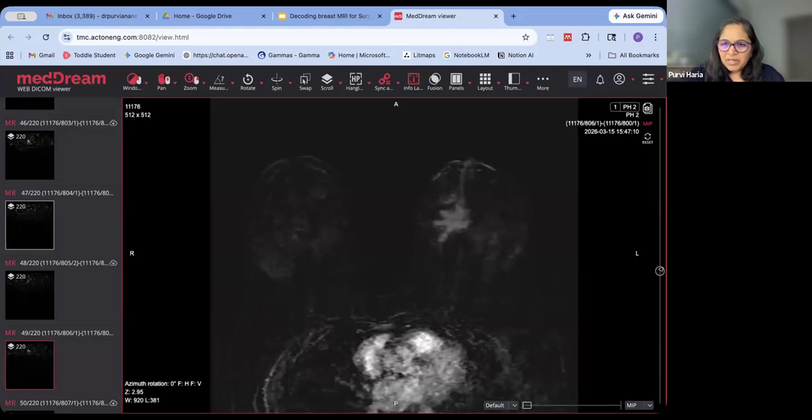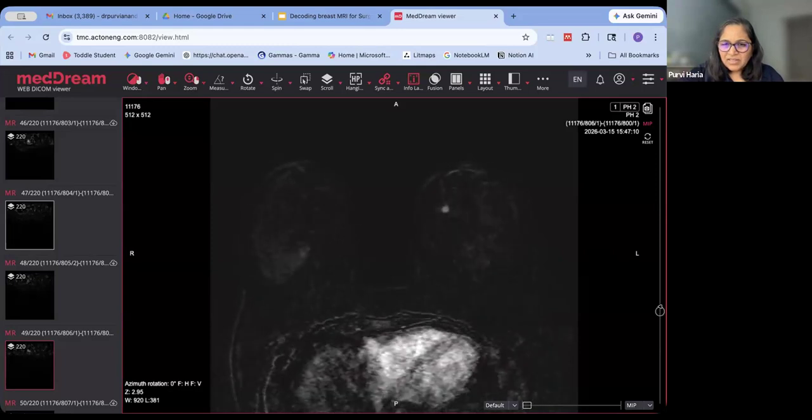Then we come at the level of the nipple, which will be around 9 o'clock. There is an additional enhancing lesion in the outer quadrant at the 9 o'clock position. This also I would relook on USG. And then this focus of enhancement which is down will be around 7 to 8 o'clock position.